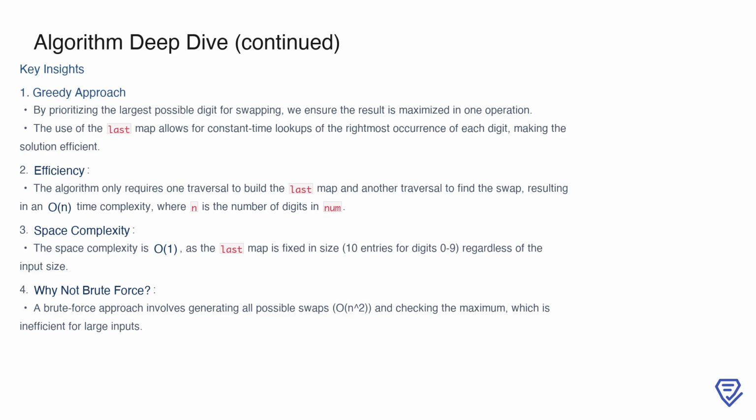This makes the algorithm highly efficient, with a time complexity of O(n), where n is the number of digits in the input number. The space complexity is O(1), because the rightmost index map has a fixed size of 10, regardless of the size of the input. This approach is far superior to a brute force method, which would involve generating all possible swaps and checking the maximum value, resulting in a time complexity of O(n²).